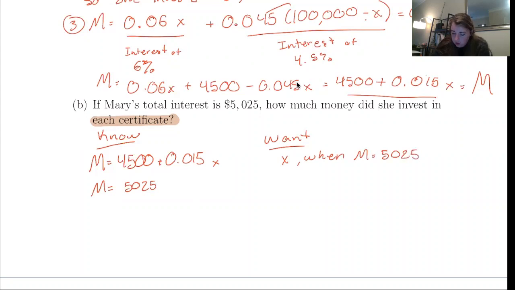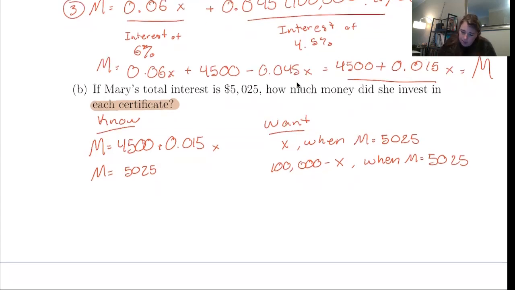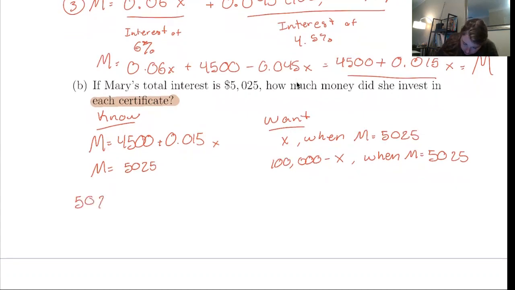I'm just teaching you this as a tool that I use. And we also want 100,000 minus x when M equals 5,025, because it asked for how much she put in each certificate. They could have asked how much did she put into the 6%, and then you just need X. How much did you put into the 4.5%? But now it just wants each certificate. So we need to have two values as our solution. Okay, so we're going to set our equation equal to this number.